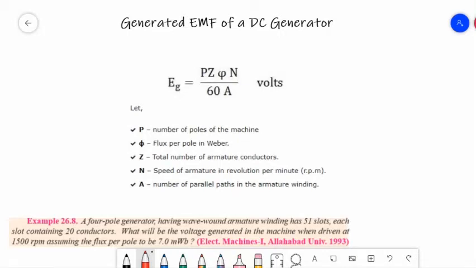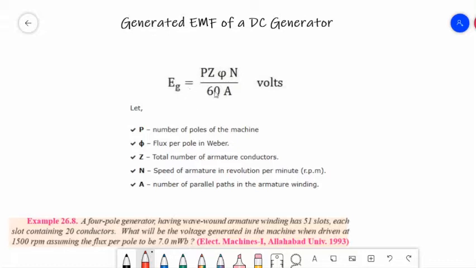Our next topic is the EMF equation of a DC generator. As the armature rotates, a voltage is generated in its coils. In the case of a generator, the EMF of rotation is called the generated EMF or armature EMF and is denoted as EG. So here is the formula for the generated EMF of a generator.